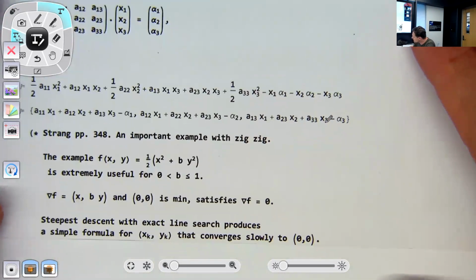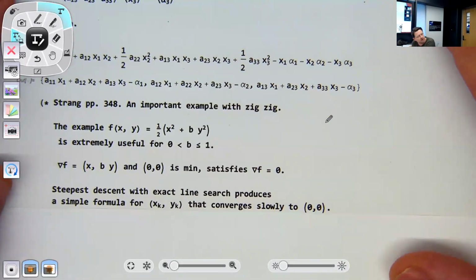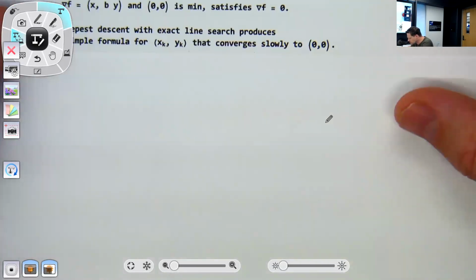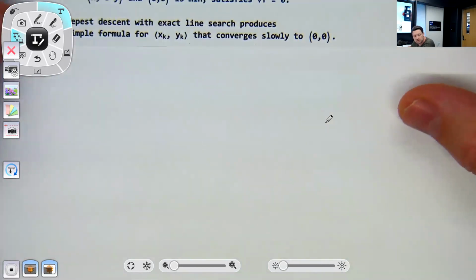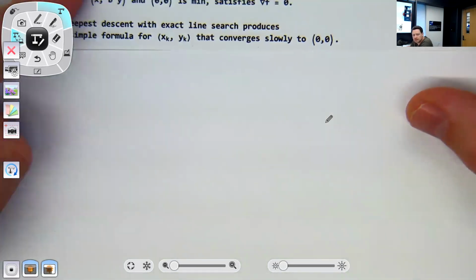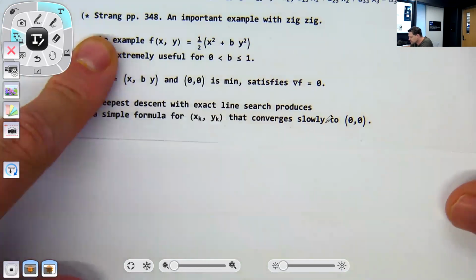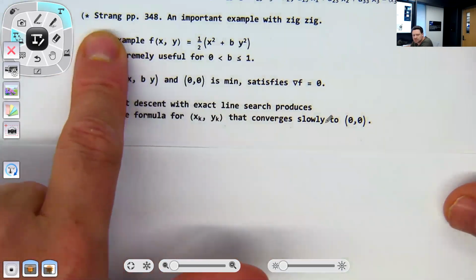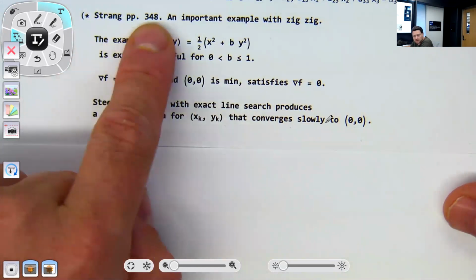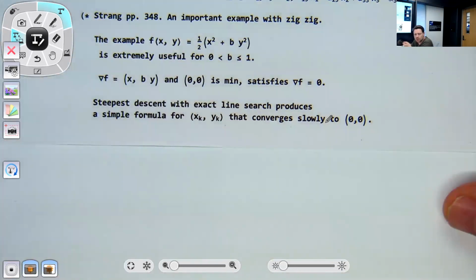So let's move on to the next one, and I think this will have to be my last example before I pass it on to Walla to give her enough time to talk about her topic, Gaussian distributions. This one I need to put in view. This one is from the same book by Gilbert Strang, this time page 348. It's called an important example with zigzag.